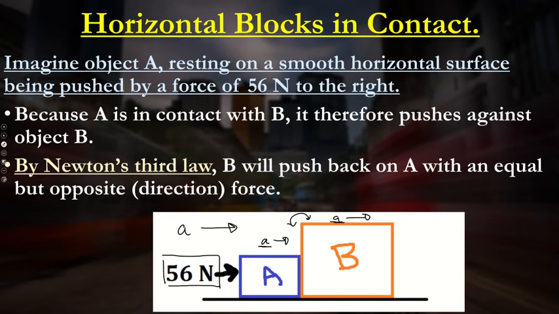And then Newton's third law states that we have 56 newtons of force pushing on A. A will have some kind of force that pushes on B, and then B will have some kind of force pushing back onto A in reaction to this force here. So this is our Newton's third law in action between these two blocks.